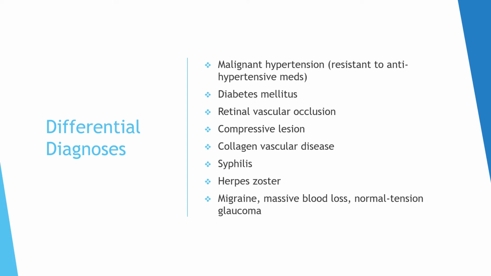compressive lesion from the back of the eye. There can be collagen vascular disease, always syphilis, as well as herpes zoster. Systemically, there can be migraine or massive blood loss that can cause these symptoms, and also normal tension glaucoma can present with decreased vision or constricted visual fields in the late stage.